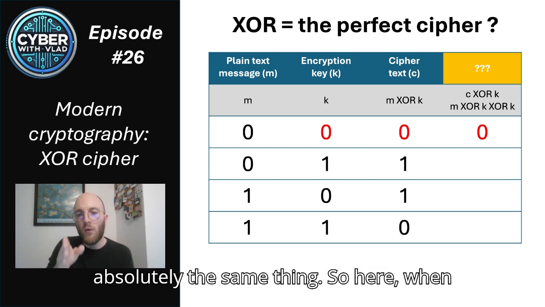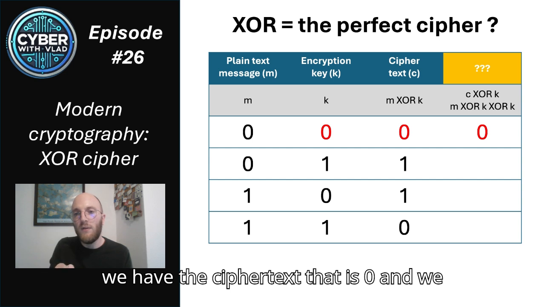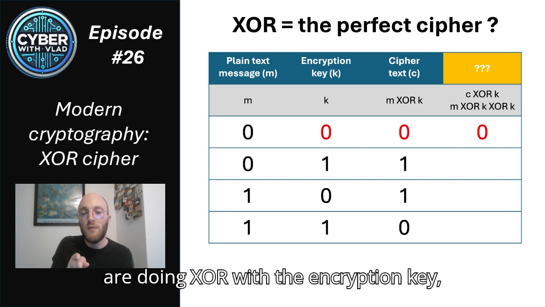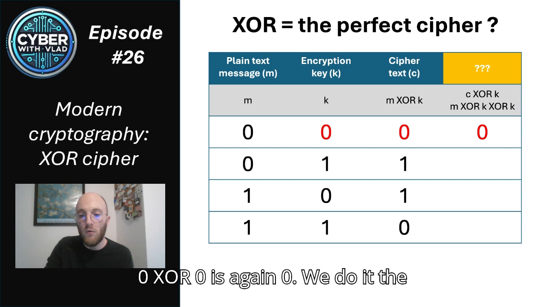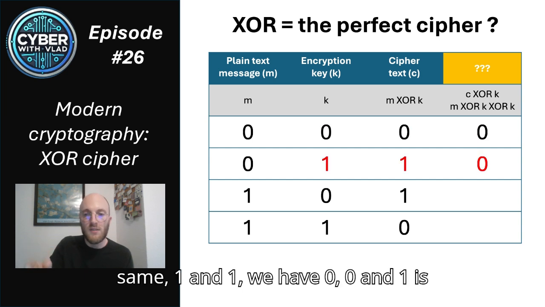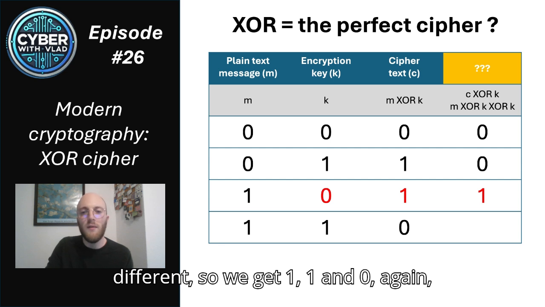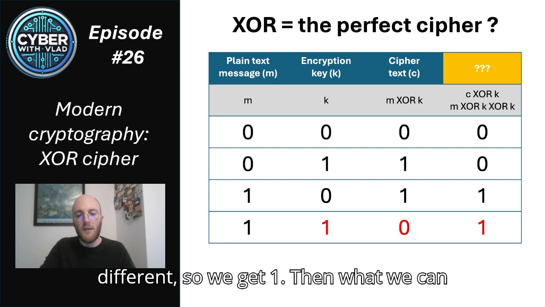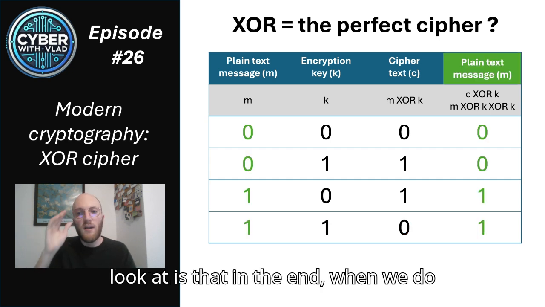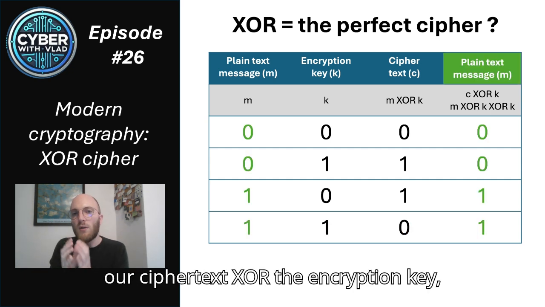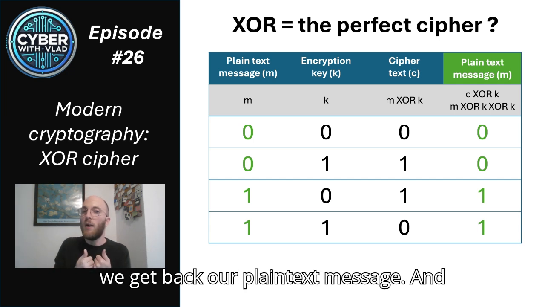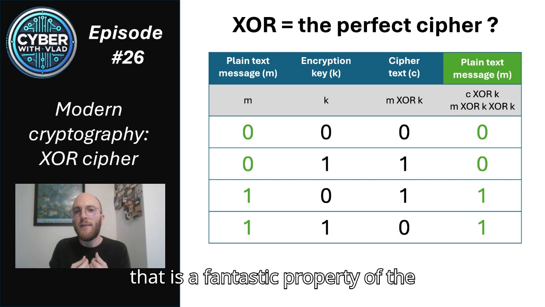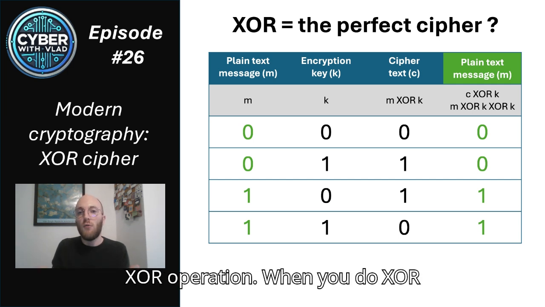So here, when the ciphertext bit is 0 and we XOR it with the encryption key, 0 XOR 0 is again 0. We do the same: 1 and 1, we have a 0. 0 and 1 are different, so we get a 1. 1 and 0, again the encryption key and ciphertext are different, so we get a 1. In the end, when we do our ciphertext XOR the encryption key, we get back our plaintext message. That is a fantastic property of the XOR operation.